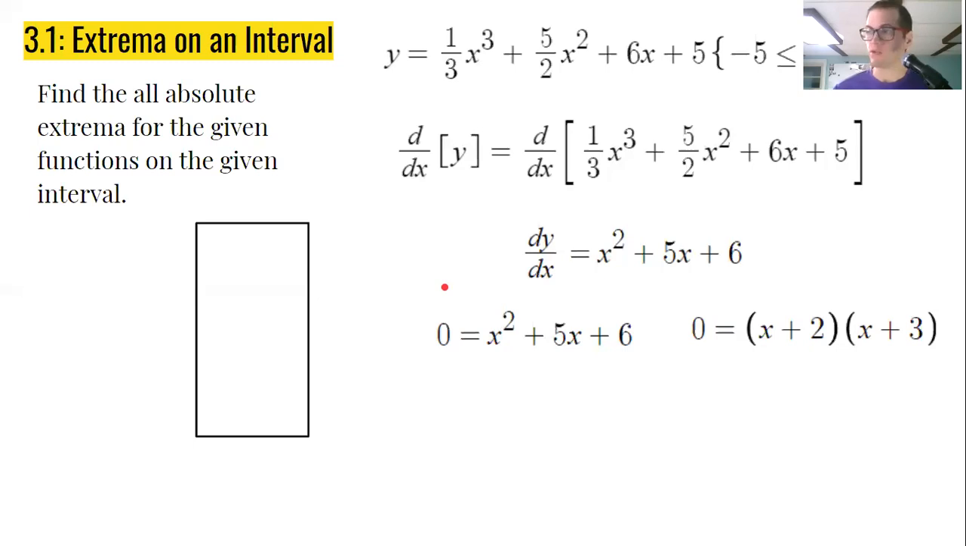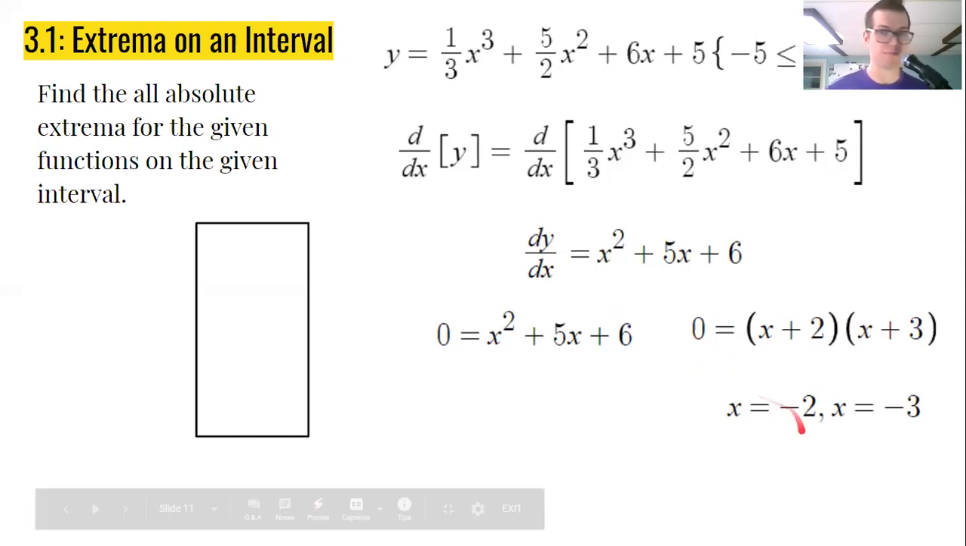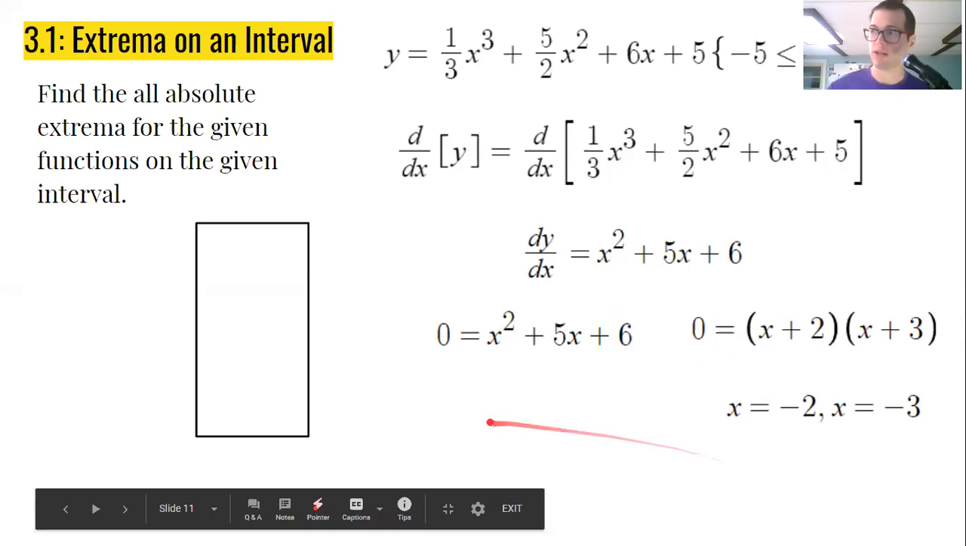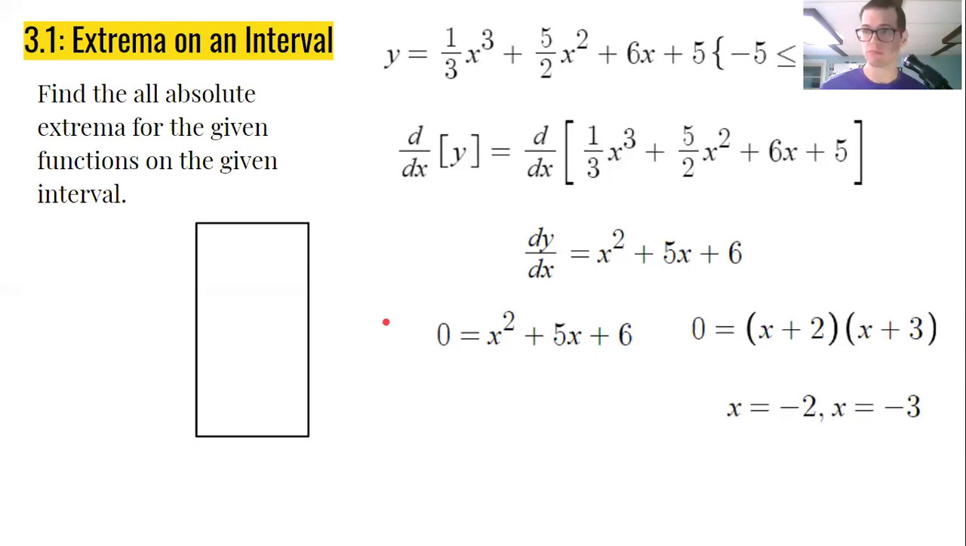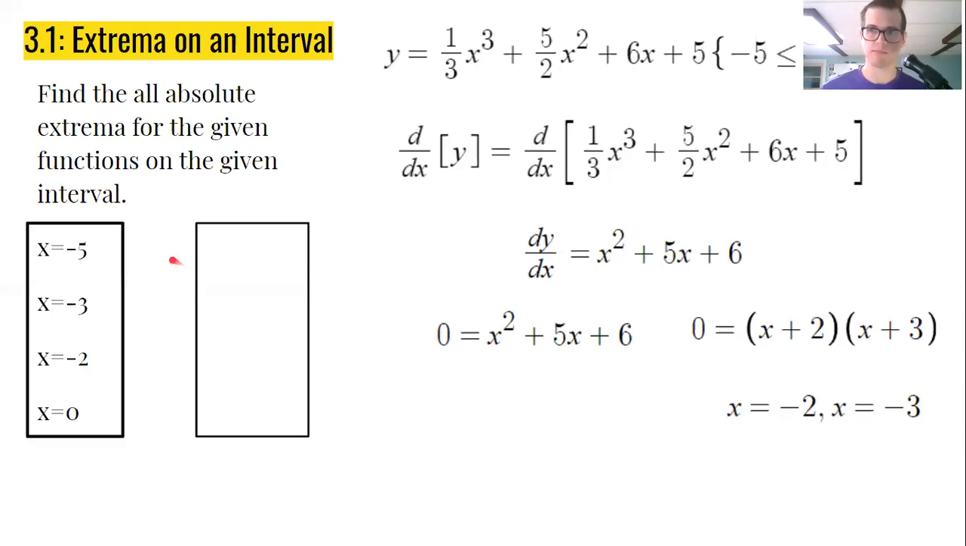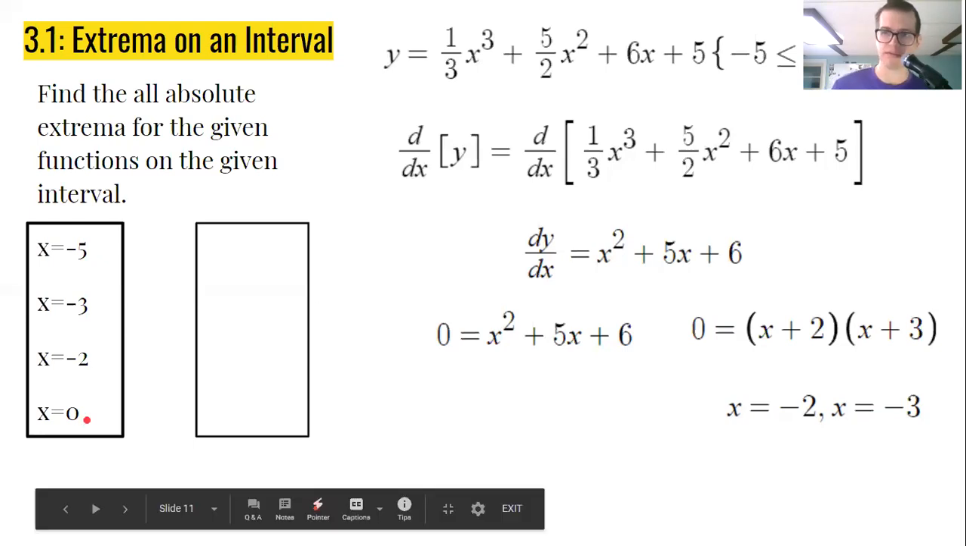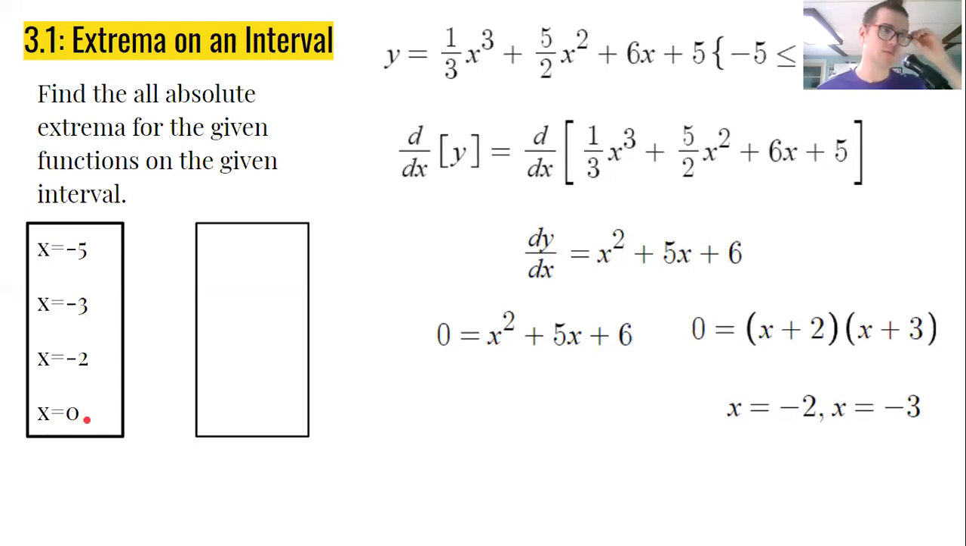Okay. So now that we have this factored, we can finish solving this to determine what our critical points are. And we get x equals -2 and x equals -3. Now, since we're looking for absolute extrema, the next thing we're going to do is a thing we're going to do pretty much every time. I'm going to list out the endpoints and every critical point. So -5 and 0 are my endpoints. -3 and -2 are my critical points.